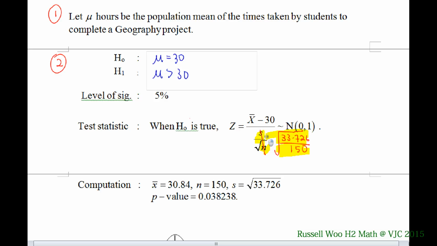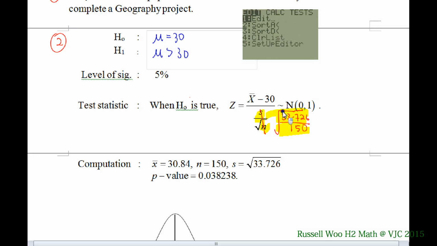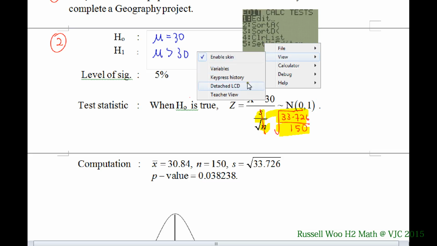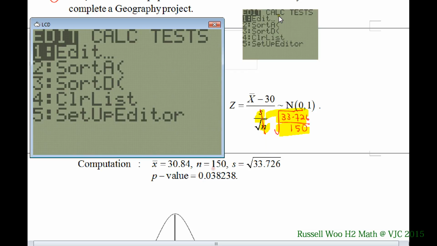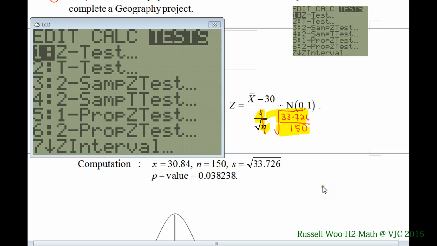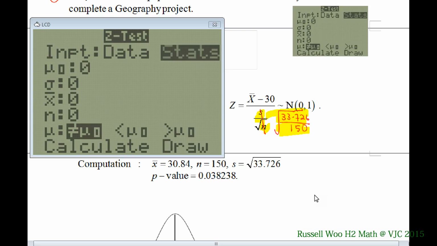This is just calculation, you just throw into your GC. Let's go through one more time, okay? What do we need to put into our GC? Alright? You go to test. In this case, it's still a Z test. So far, we all do Z test.